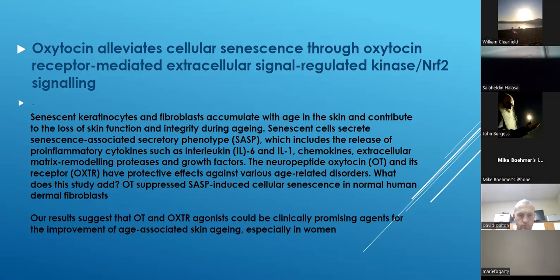Oxytocin alleviates cellular senescence through the oxytocin receptor-mediated extracellular signal-regulated kinase pathway. So oxytocin does help to get rid of the senescent cells and get rid of all those inflammatory cytokines that are being secreted by the senescent cells, and it slows the process of aging. So it can stop the senescent cells from secreting the senescence-associated secretory phenotype, which is interleukin-6, basically. And possibly it can clear the senescent cells themselves. It may induce the autophagy of senescent cells, inflammasomes, and cancer cells.